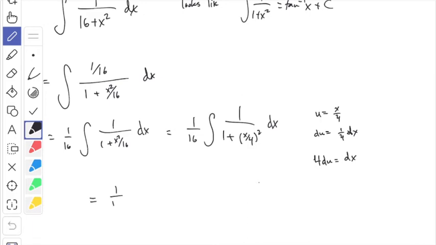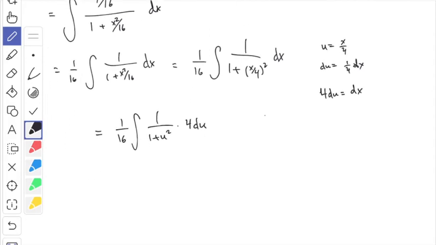And now we can do the usual u substitution business. 1 over 16 is just going to stay in the front. And then we go 1 over 1 plus u squared, and then dx is times 4 du, like so. Right, almost done with this. You can factor the 4 out front. It becomes 4 over 16, which of course will cancel as 1/4, times 1 over 1 plus u squared du.